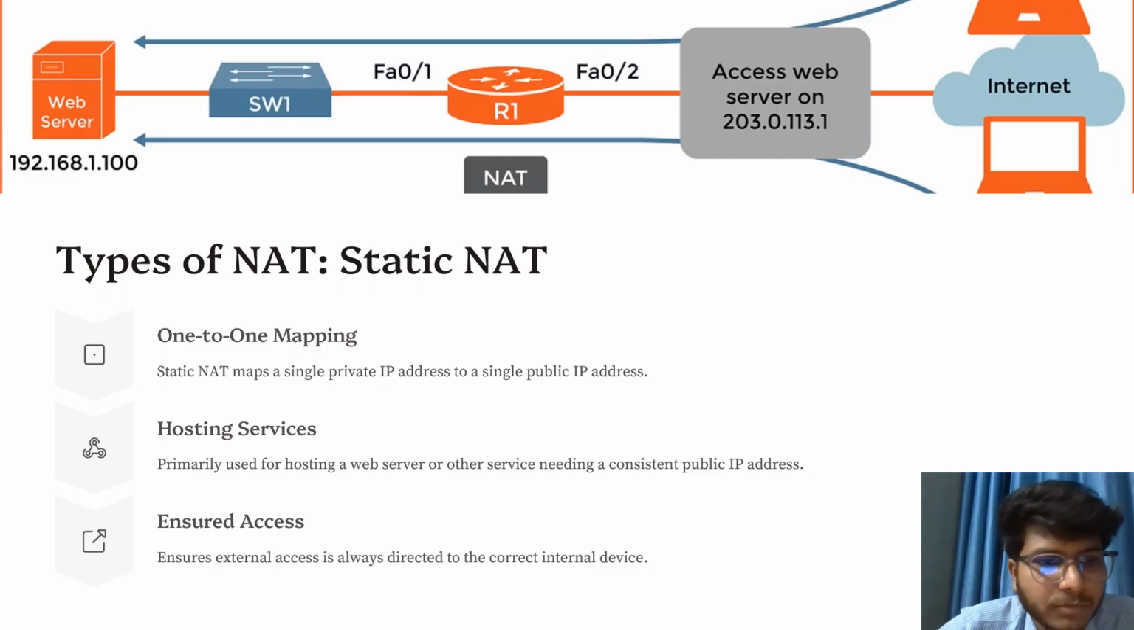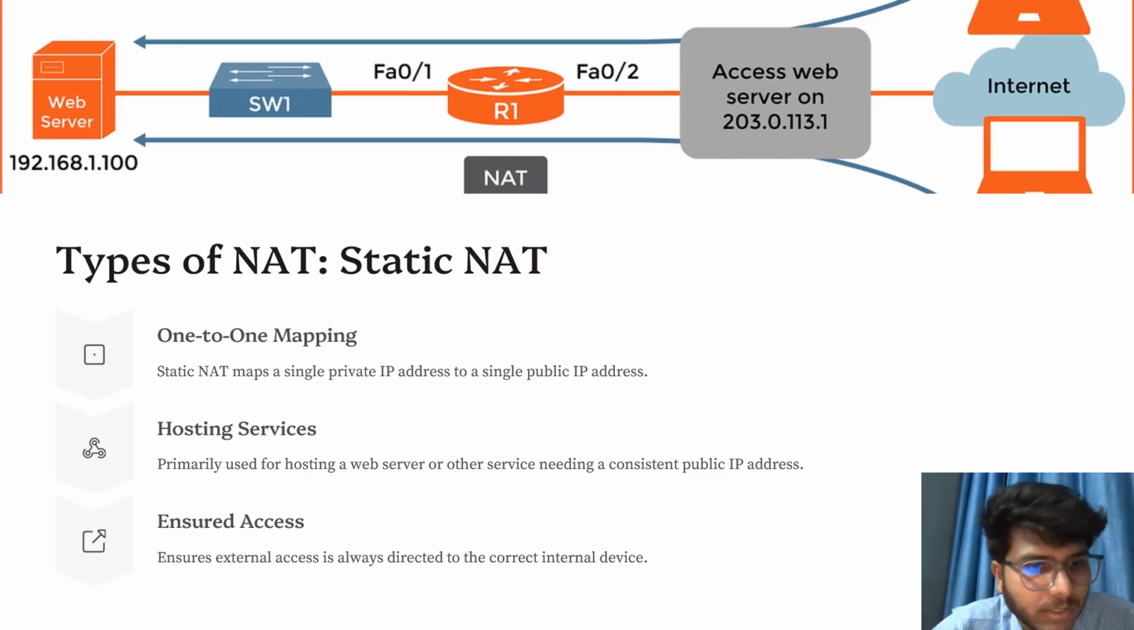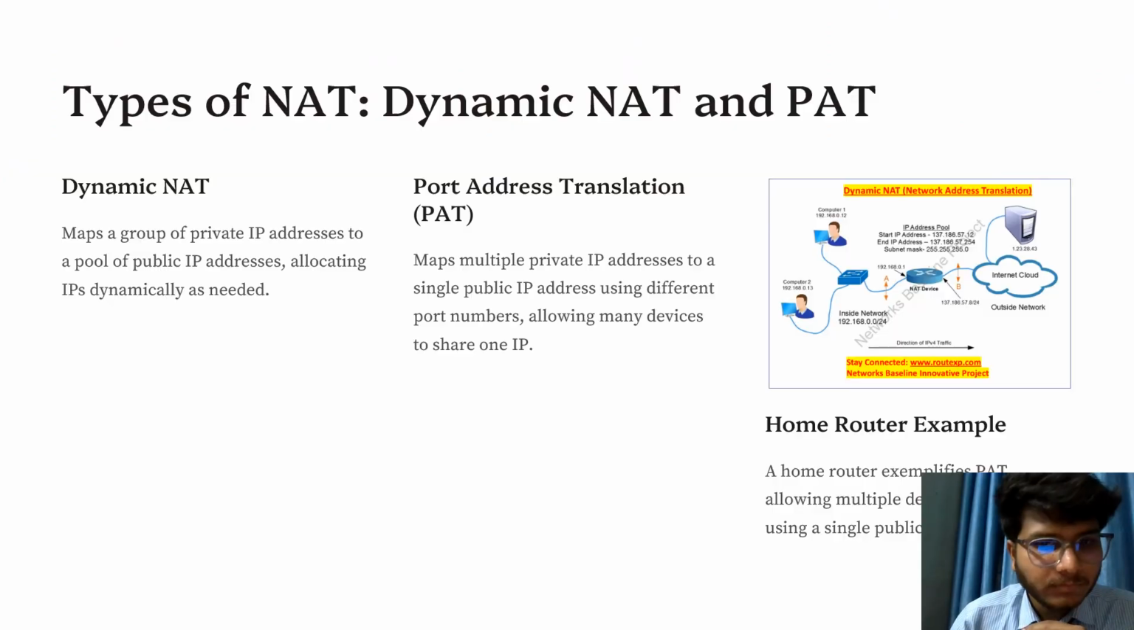So the pros of static NAT: it ensures a consistent public IP for servers, useful for hosting applications like websites or VPNs. There are several cons also. Talking about the cons, it requires one public IP per device, which is very expensive. It doesn't help with IPv4 address conservation. So let's go to another.